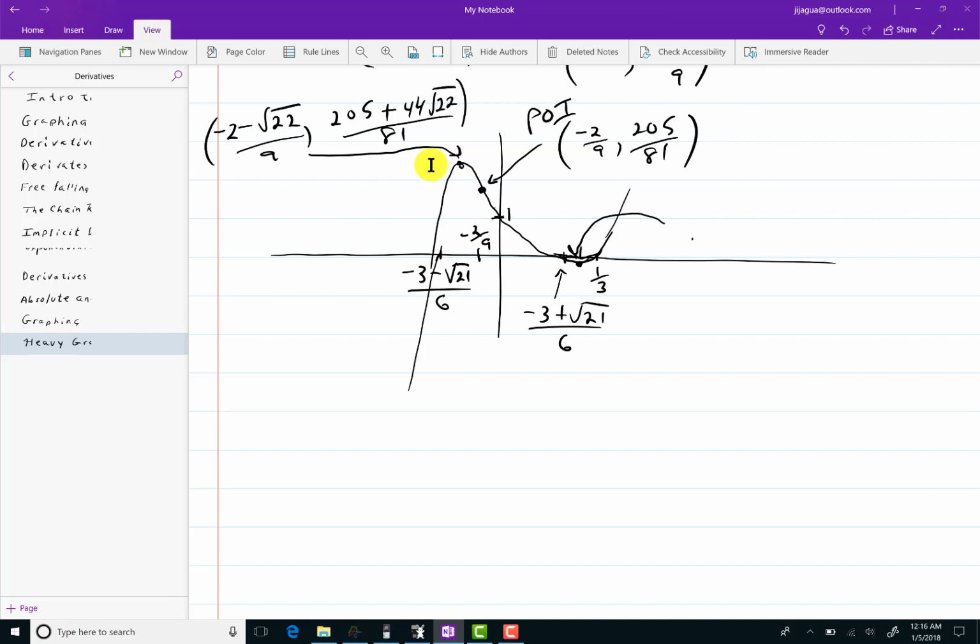And should probably do this instead. Like this. So we had -2 plus radical 22/9, comma, 205 minus 44 radical 22/81. And the point of inflection I have all my zeros. So there is a rough sketch of the graph.